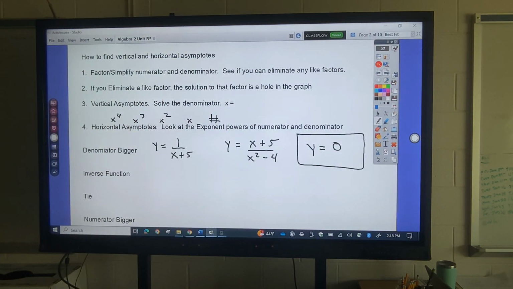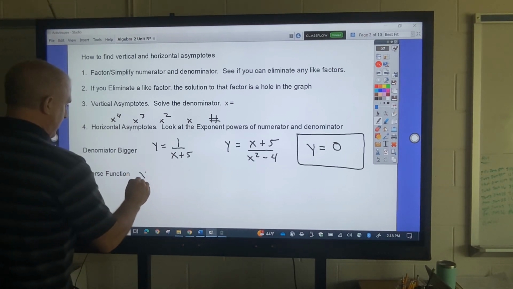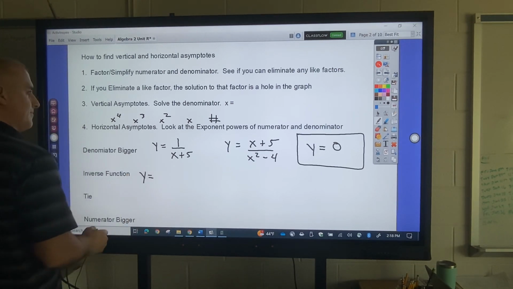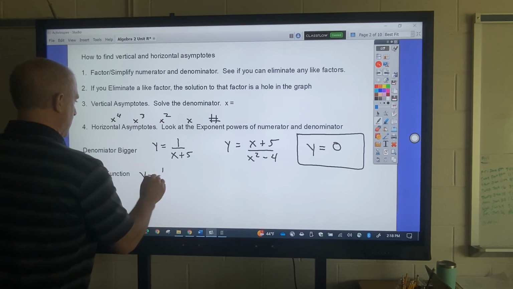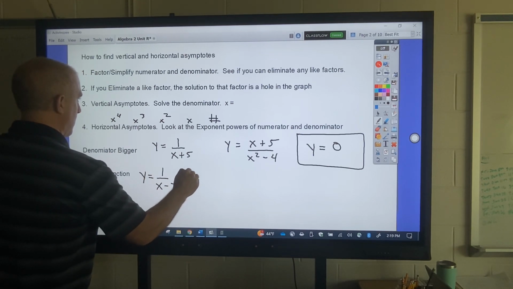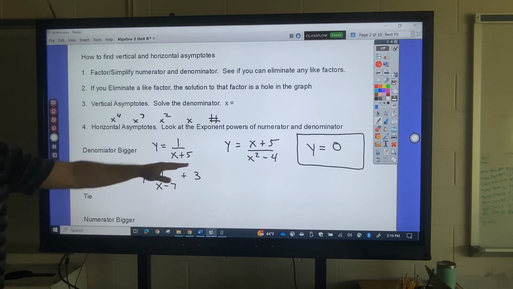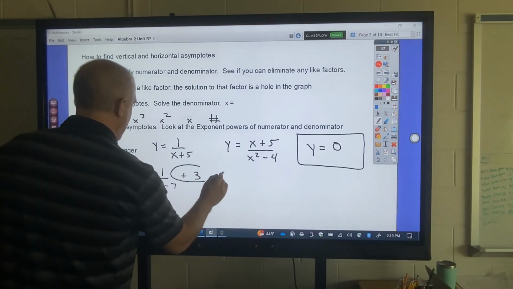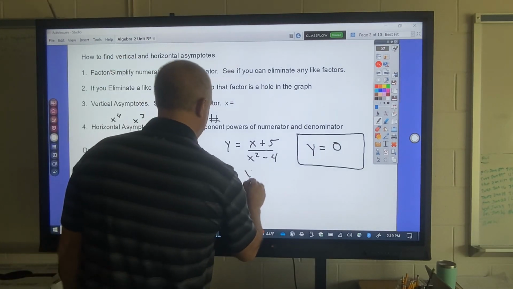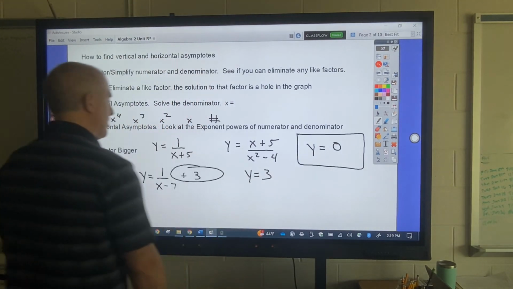If you have an inverse function, let me explain what that looks like. If you have an inverse function, it looks like that, but it's got this extra term out here. What you have to know is that extra term is the horizontal asymptote.